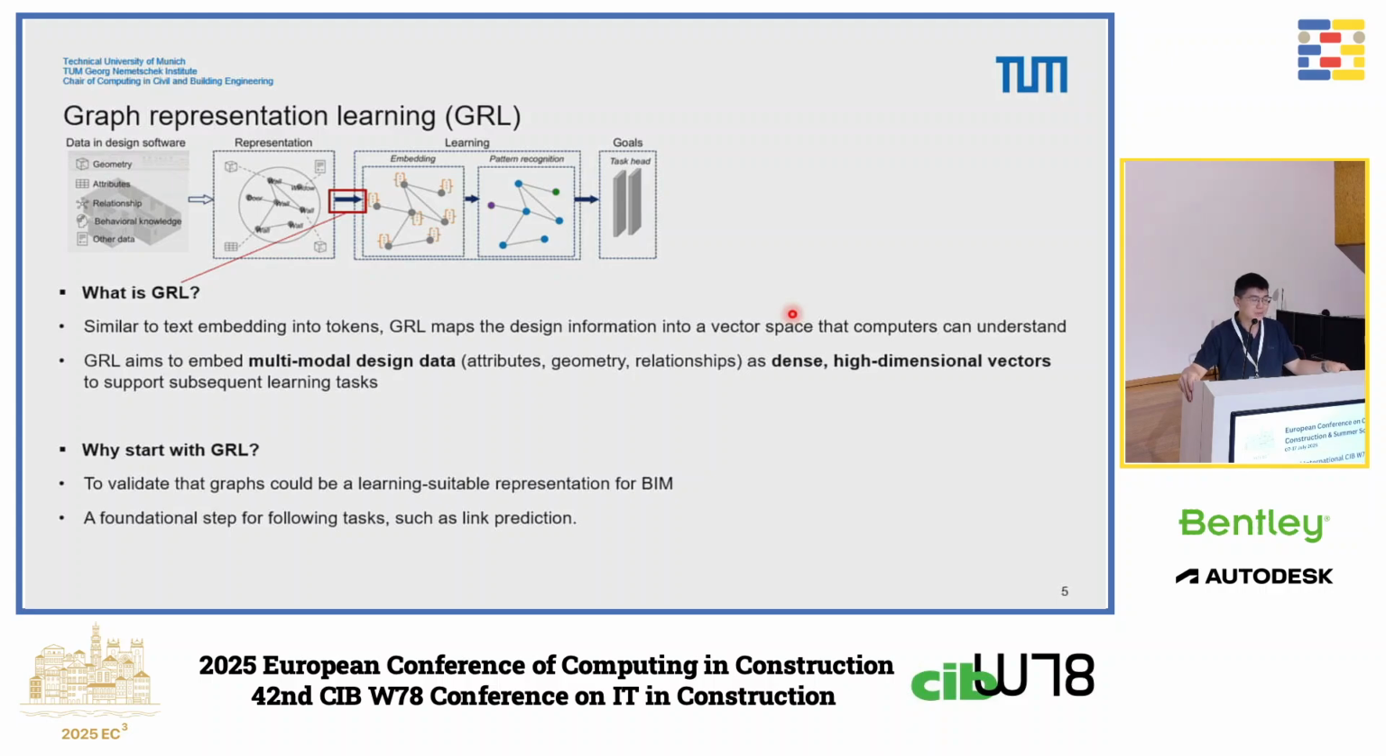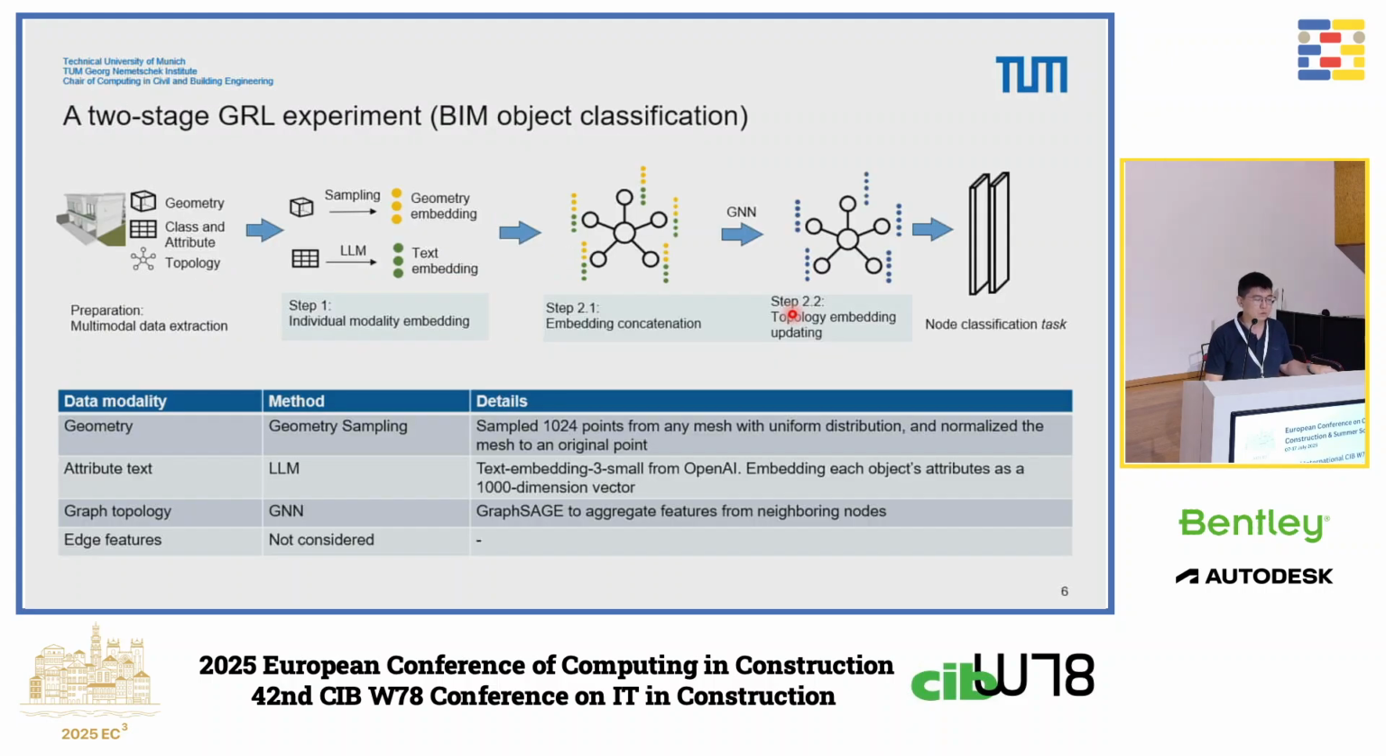We choose the graph representation learning style because it's the first step to validate whether graph could be a suitable learning format for machines. And it's also a very fundamental step to serve the following downstream tasks. So here is what we do.